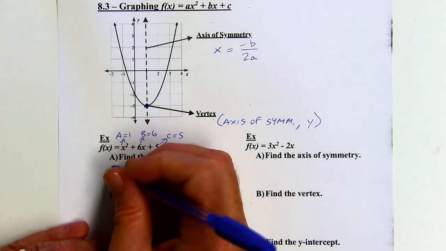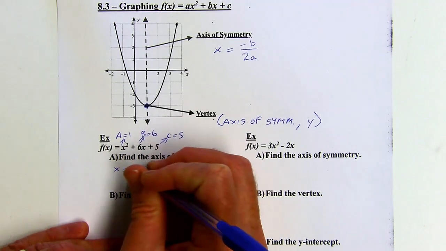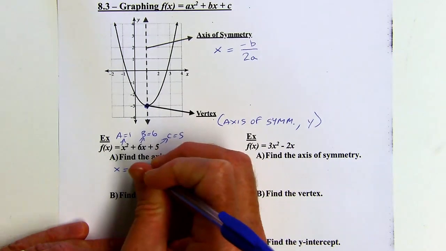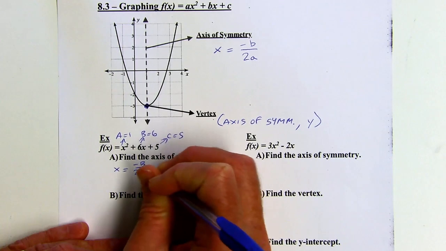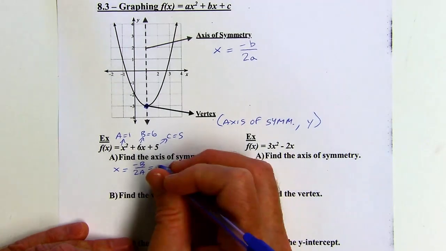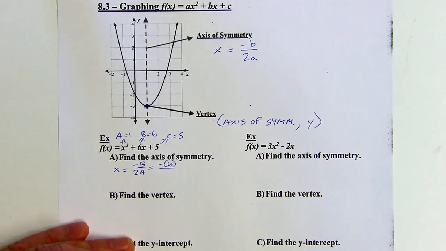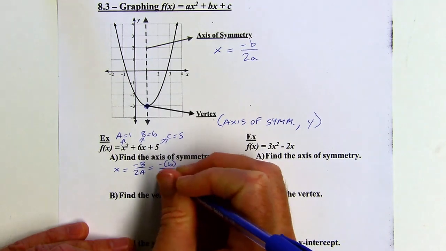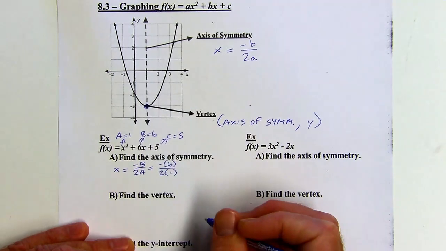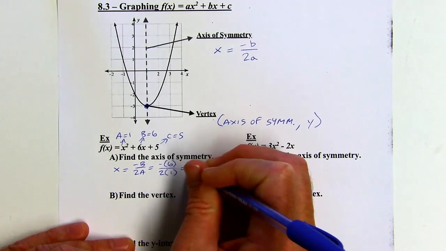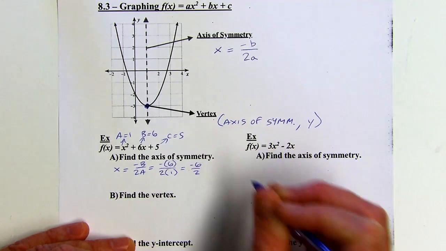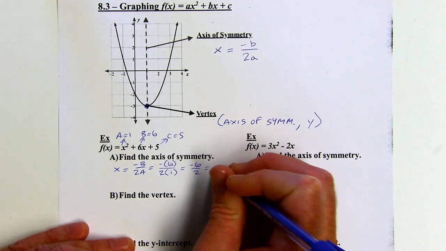So to find the axis of symmetry, I'm going to use the formula. It's going to be negative b over 2a. So what I'm going to do is plug in 6 up there. So it's the opposite of 6. And then 2 times a on the bottom, and a is 1 here. And then I'll simplify this. So this is going to give me negative 6 over 2, and negative 6 divided by 2 is negative 3.